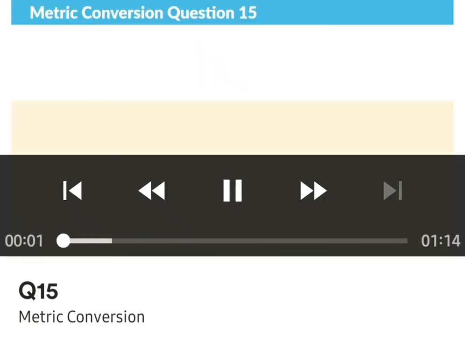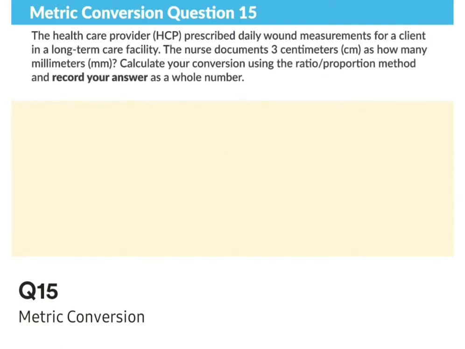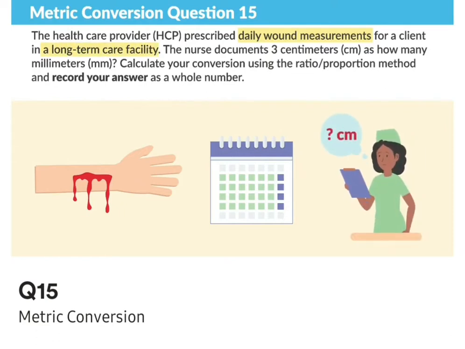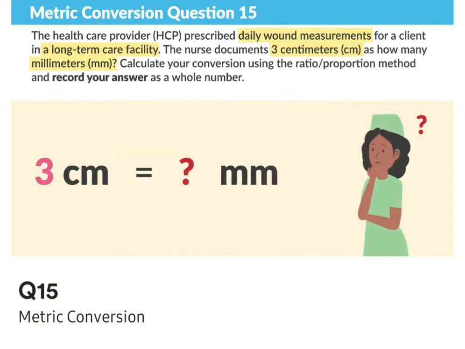Now moving on to the next question. The provider prescribes daily wound measurements for a client in a long-term care facility. The nurse documents 3 centimeters as how many millimeters? That mm right there. So calculate the conversion using ratio proportion method and record your answer as a whole number.